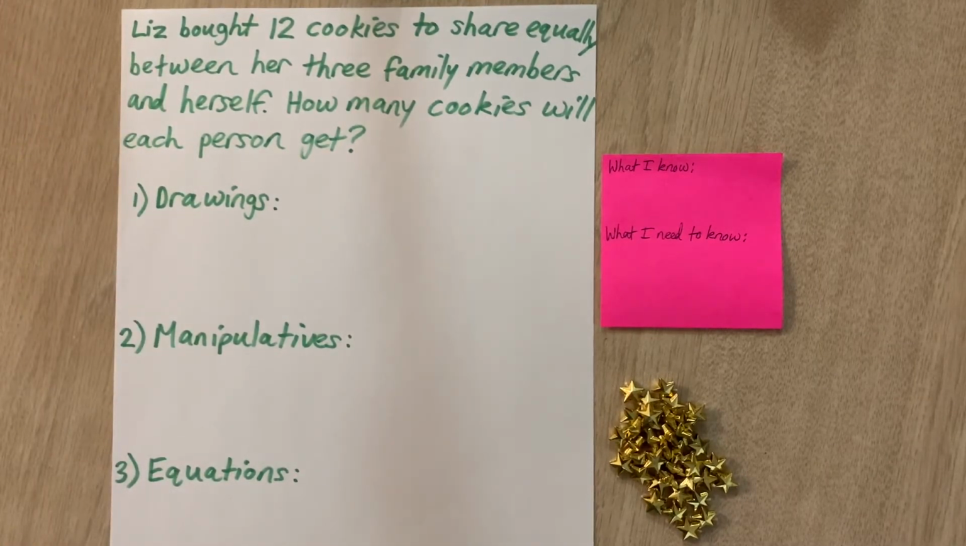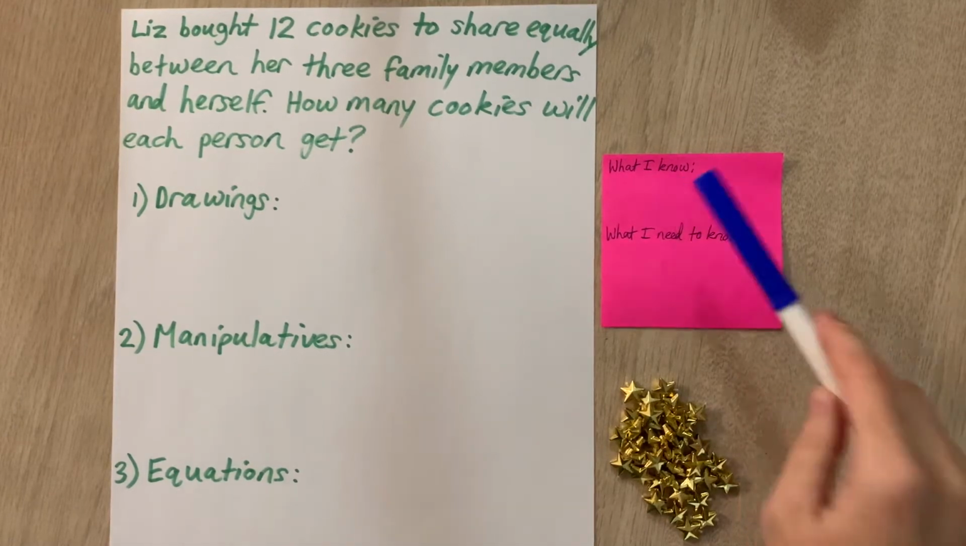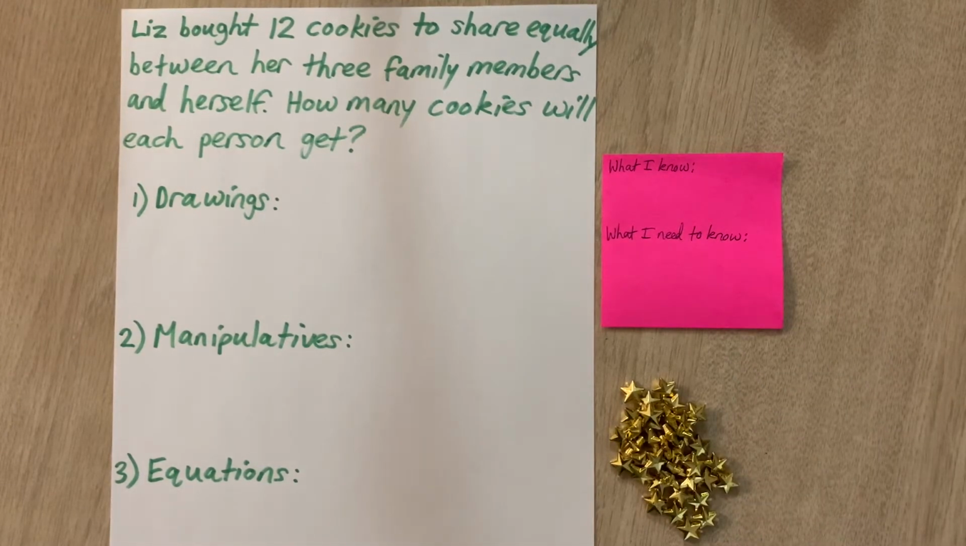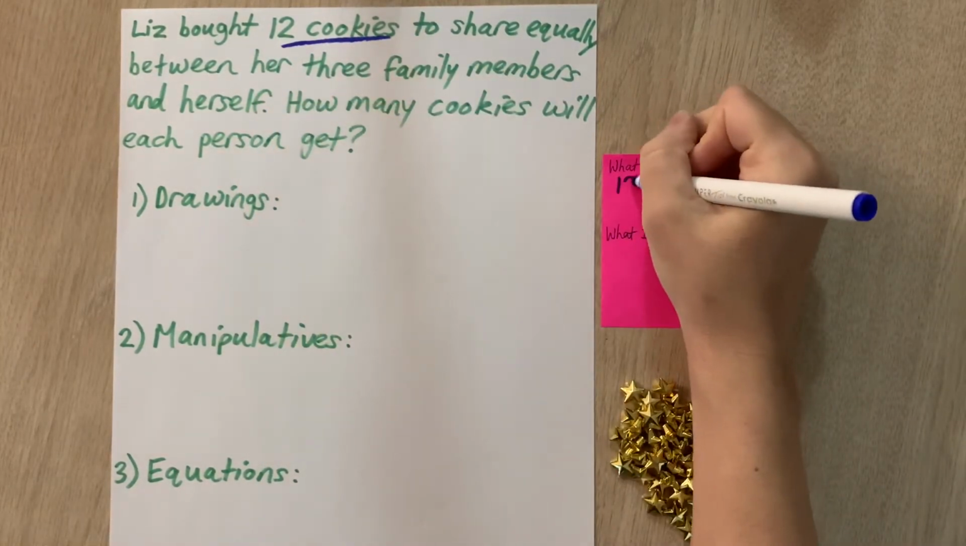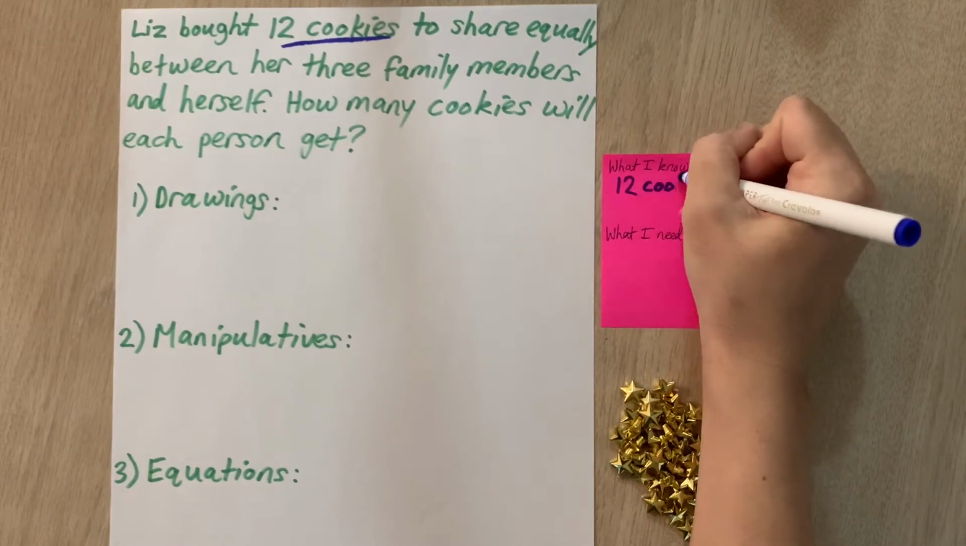Liz bought 12 cookies to share equally between her 3 family members and herself. How many cookies will each person get? So let's start off with what we know. Based on the information provided here, we know that Liz bought 12 cookies, so there's going to be 12 cookies. Let's write that under what I know.